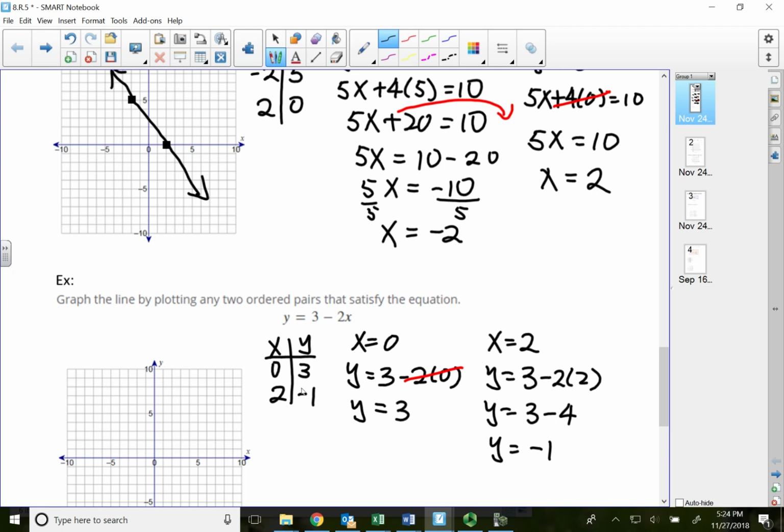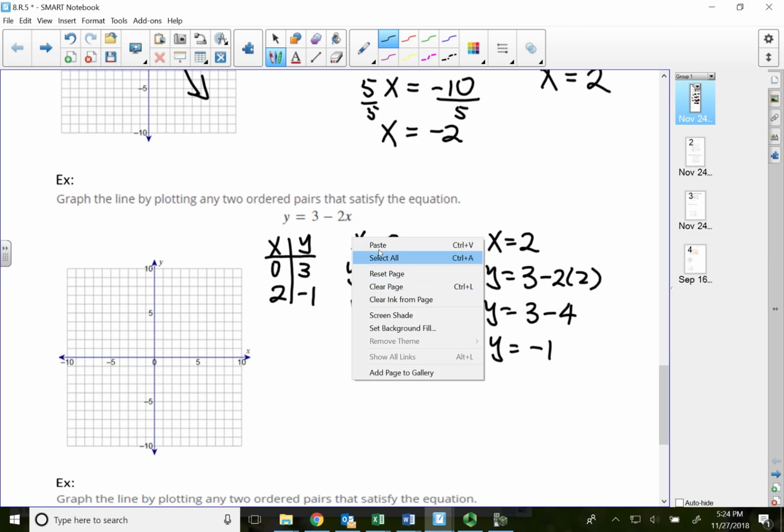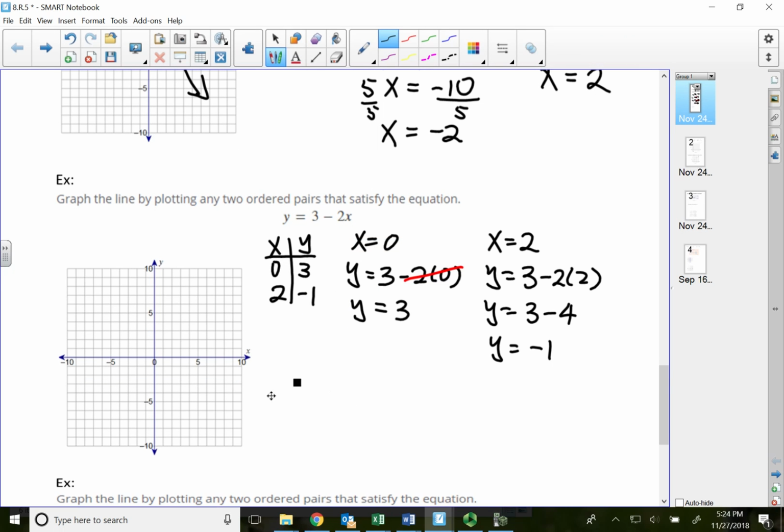All right, (0, 3). So if I want to plot (0, 3), that point has to be on the y-axis, because 0 for x means I do not go right or left. 3 for y simply means I need to go up 3. So this point is on the y-axis. Second point, (2, negative 1): go to the right 2, and down 1. There you go. So once I plot my 2 points, I can connect them with a line. There you go. That's my equation of the line.